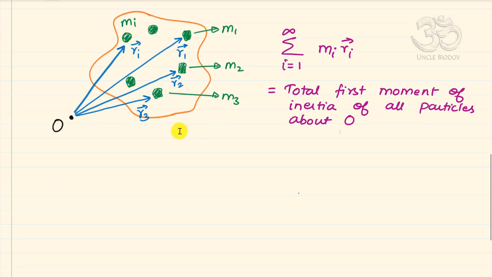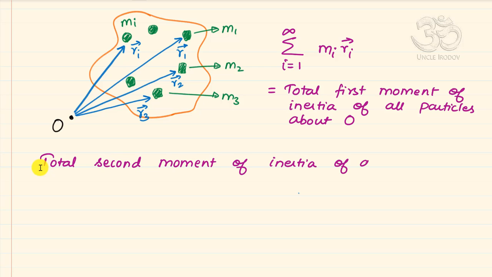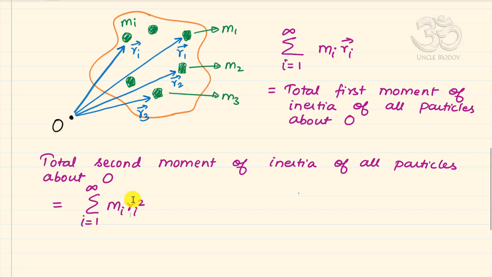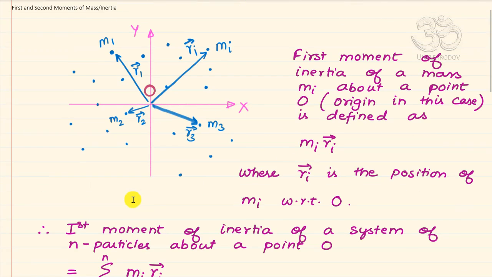And in the same manner, I can also try to define the total second moment of inertia of all these particles about point O. So you've got total second moment of inertia of all particles about O, and that will be summation of i going from 1 to infinity mi ri square. Now we will see the importance of the second moment of inertia also, but it will come in a later chapter. This chapter is about the first moment of inertia.